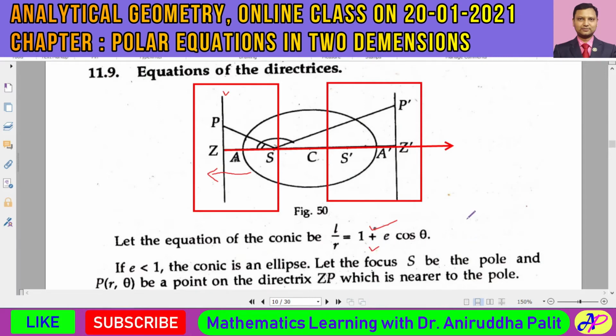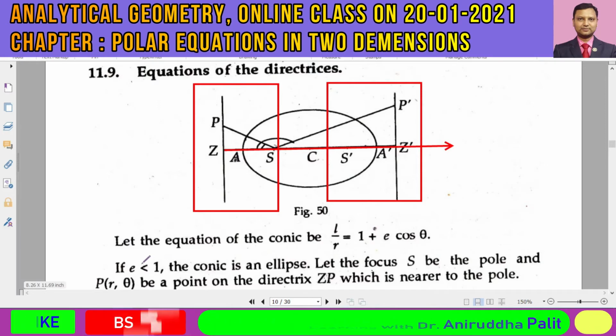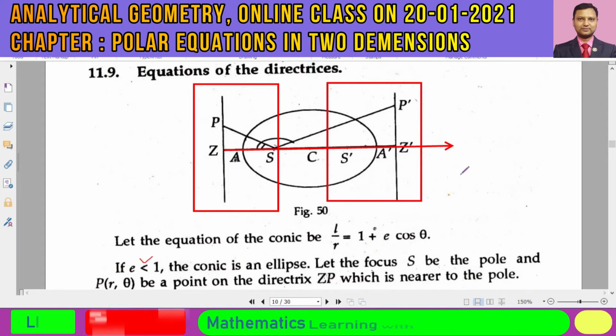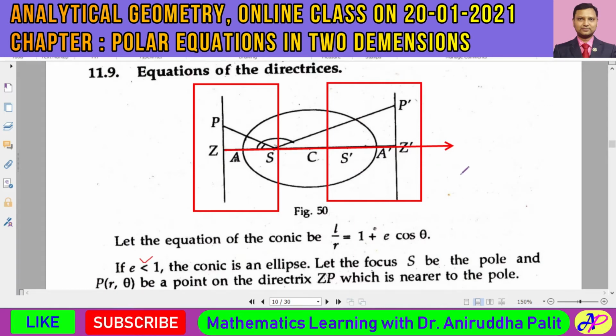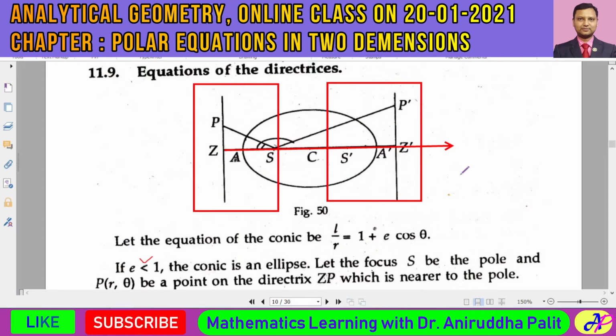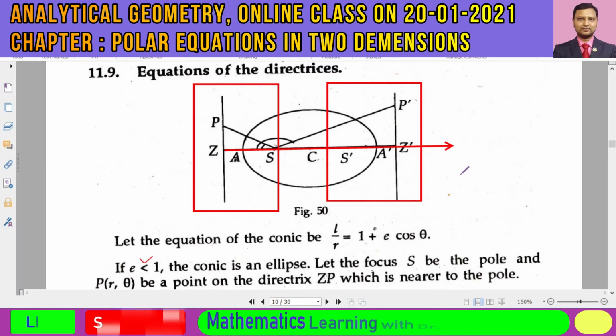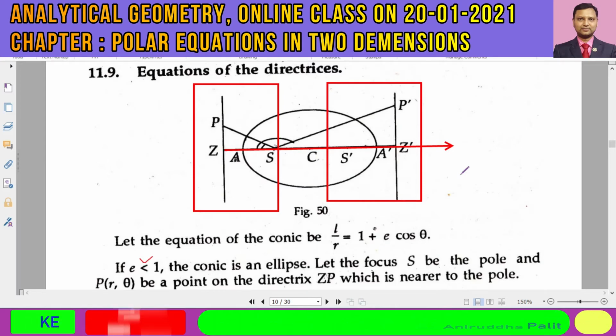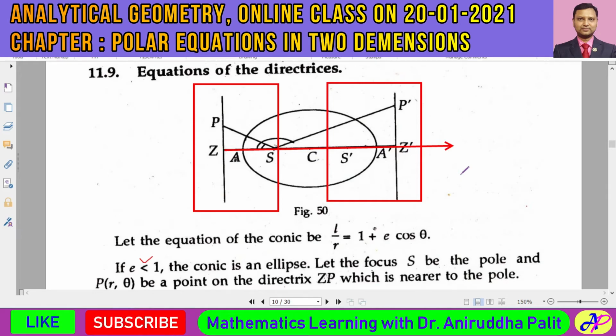And for the time being, we have taken E less than 1 as an ellipse, because we are considering firstly the ellipse. And a similar kind of result again comes in the case of hyperbola. So you don't need to separately study all these. In both of these two cases, the ultimate equation of the directrices would be the same. So you don't have to bother about it. Whether E is less than 1 or greater than 1, it doesn't matter.